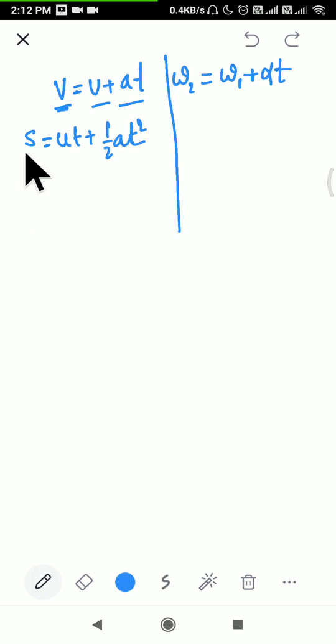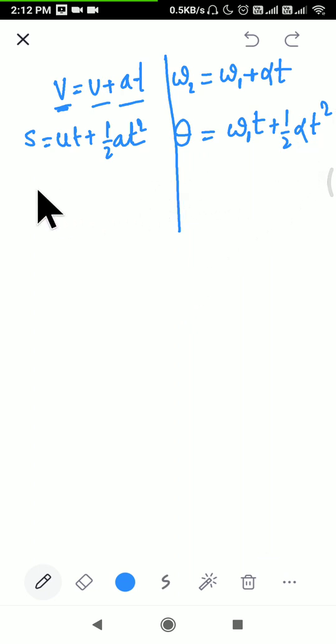Okay, what is S here? S is the linear displacement, u is the initial velocity, a is the linear acceleration, and t is the time taken. Okay, so similarly, if I want angular displacement, theta will be equal to initial angular velocity omega 1 into time plus half into alpha into t square. Okay, alpha is angular acceleration.